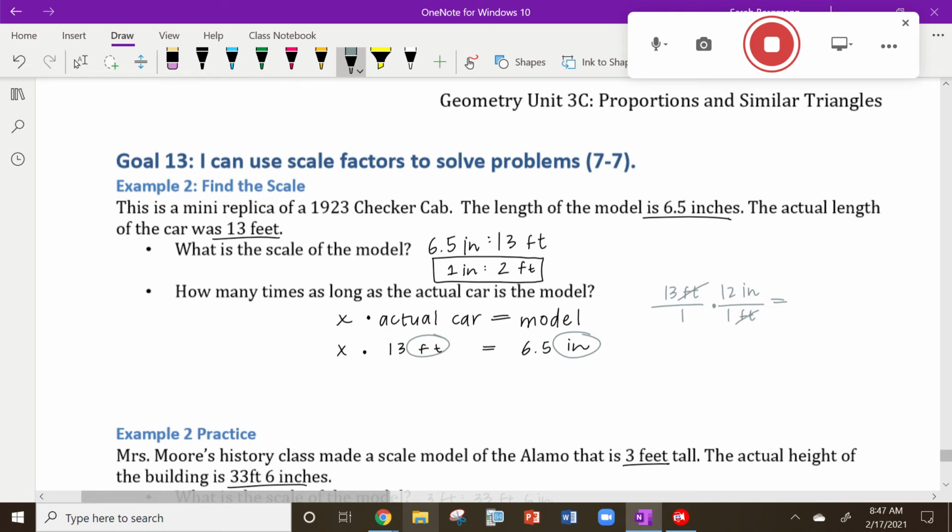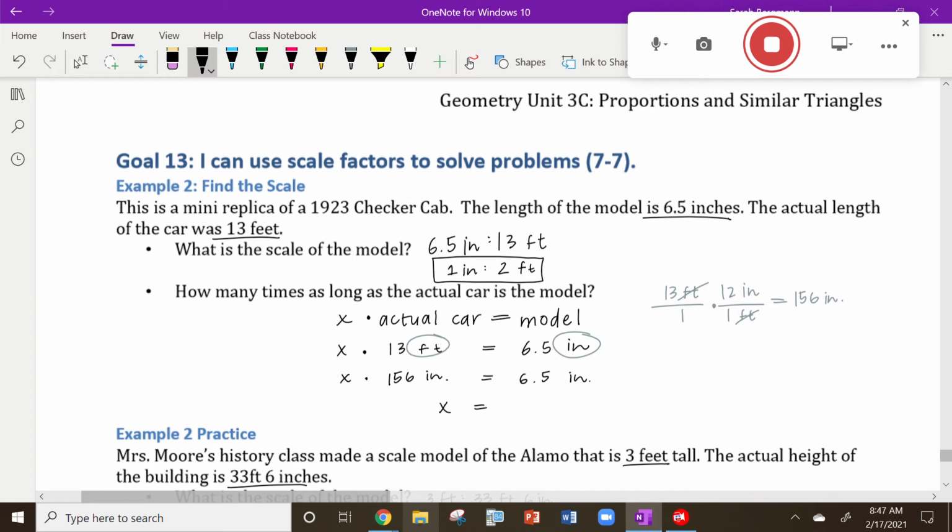13 times 12 gives me 156. So I know that 13 feet is 156 inches. So I'm actually going to rewrite this. Now I can solve. So I see that I need to divide by 156 on both sides. So I have 6.5 divided by 156.